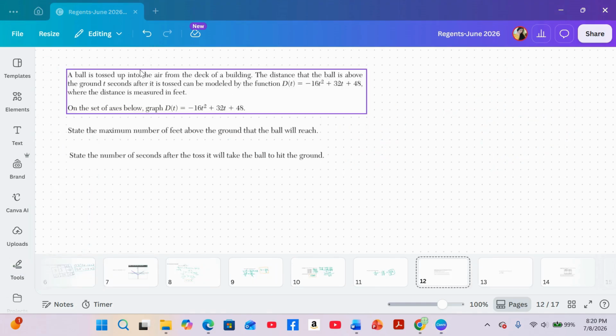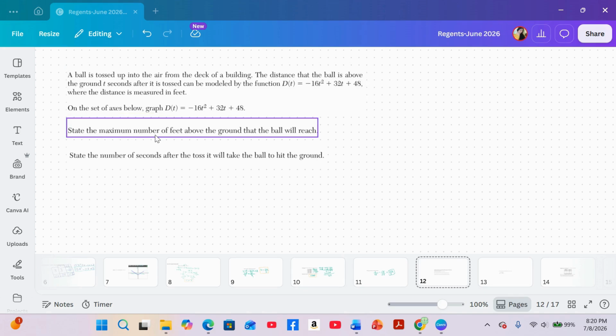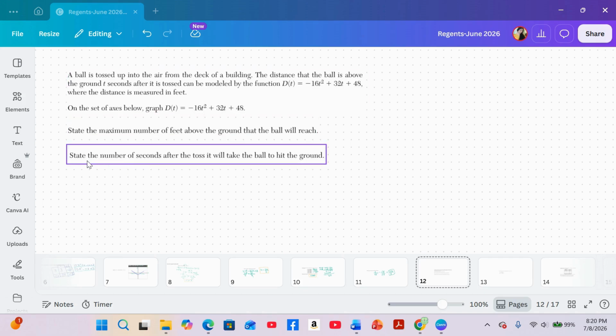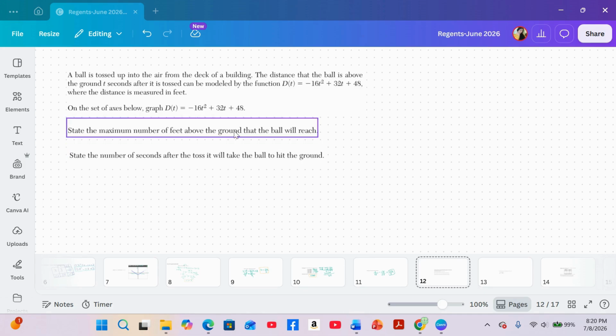So this question asks us to graph this function d of t equal to minus 16t squared plus 32t plus 48, and then say the maximum number of feet above the ground that the ball will reach, and then state the number of seconds after the toss it will take for the ball to hit the ground. So we'll just head over to the calculator and plug in this formula here.